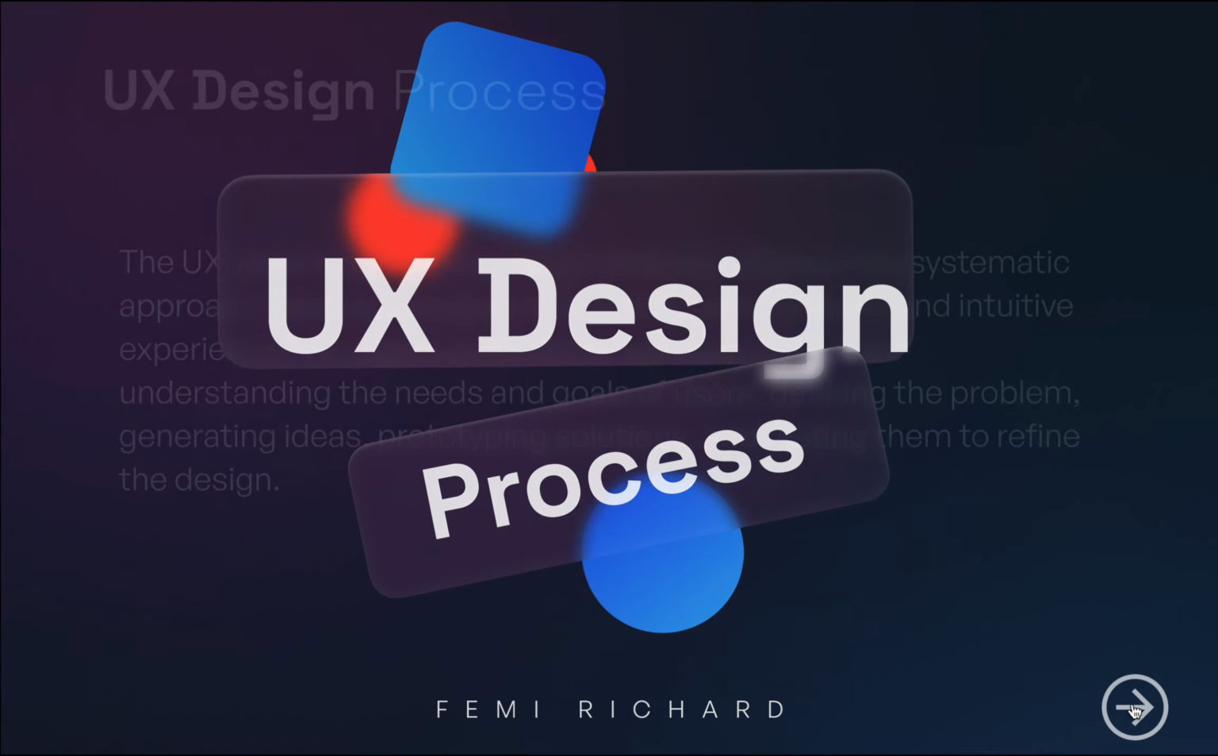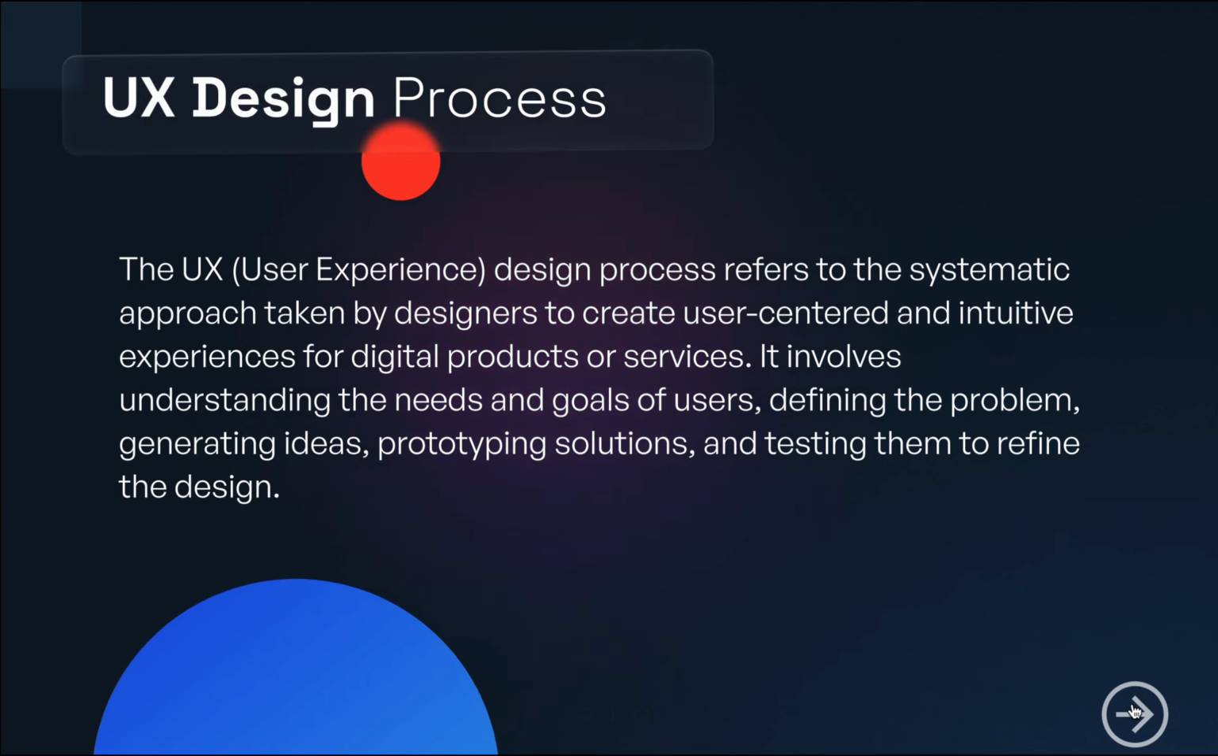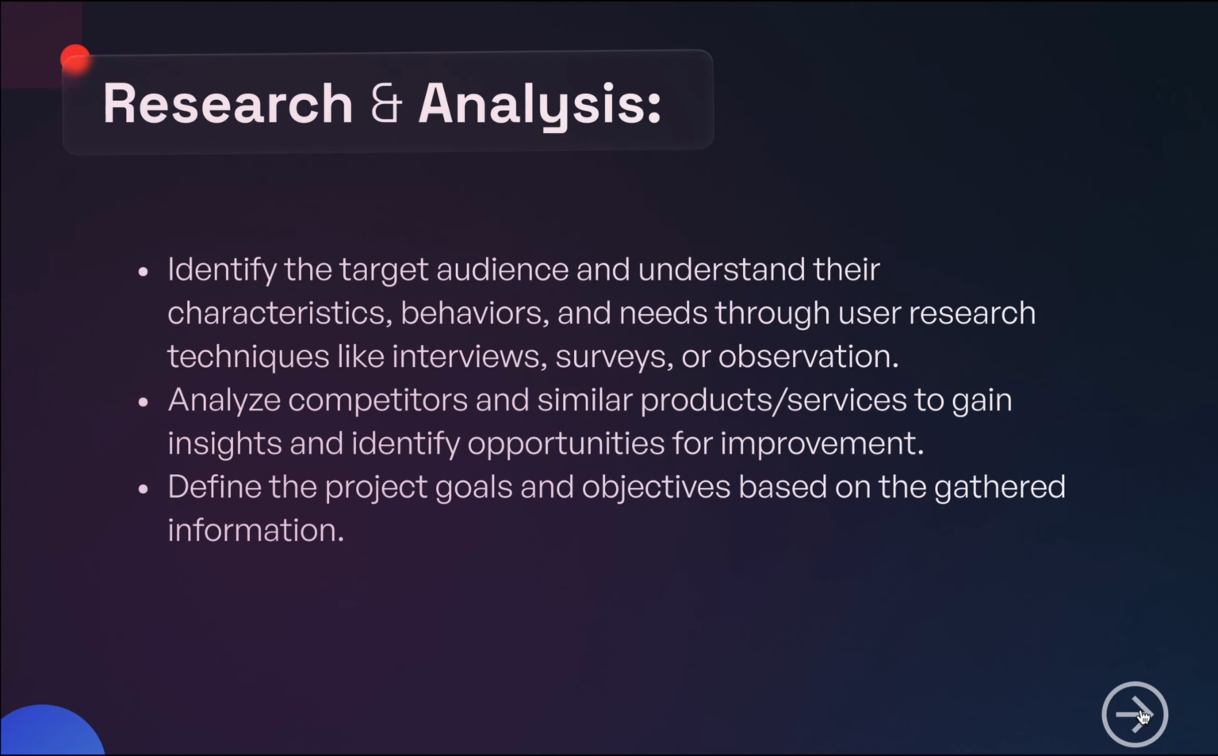So straight, I'll go into what is UX design process. UX design process refers to that systematic approach that designers take to create user-centered experiences for digital products or services. It involves understanding your users' needs, defining their problems, generating ideas, prototyping solutions, and testing them to refine the design. So everything you do to get a design ready to make it good for your user is what UX design process focuses on.